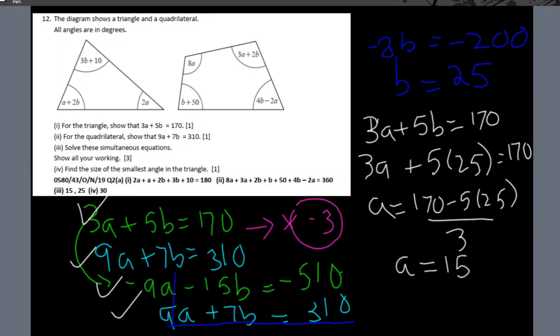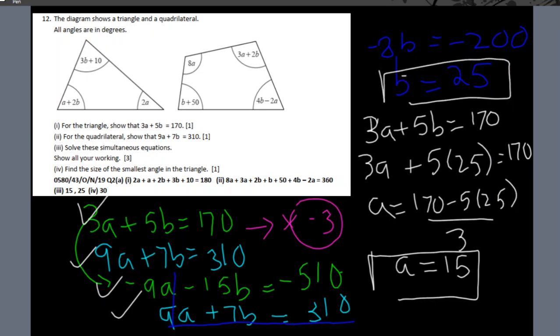Last part, find the size of the smallest angle in the triangle. So a is 15 and b is 25, and we need to find the smallest value. So I guess that would simply be 2a. So part 4 is simply 2a, which is 30, is the smallest angle.